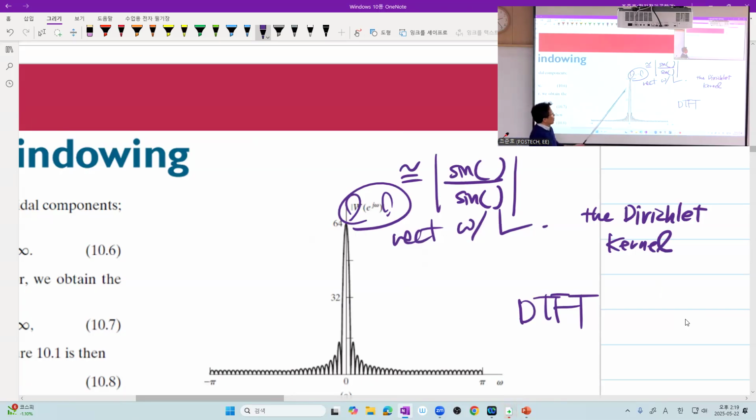Since the numerator is periodic, the denominator is periodic, and their periods are harmonically related, the signal is periodic. That's the difference between the Dirichlet kernel and the sinc pulse. The sinc pulse is not periodic because it's sine pi x divided by pi x. The numerator is periodic, the denominator is not. But the Dirichlet kernel is periodic.